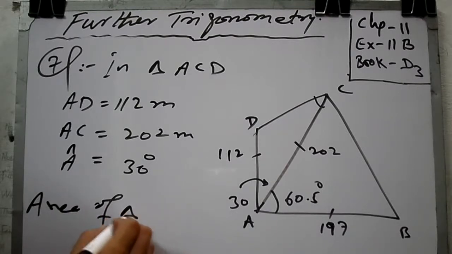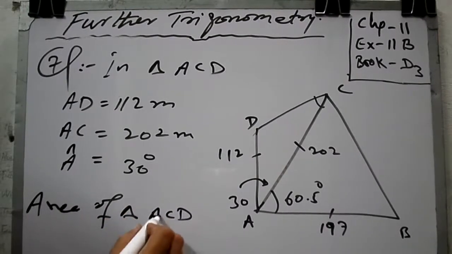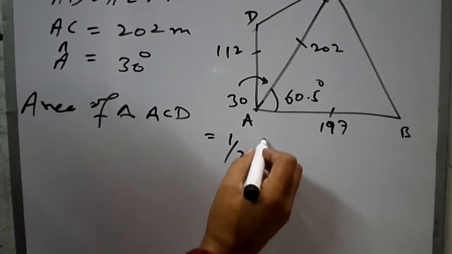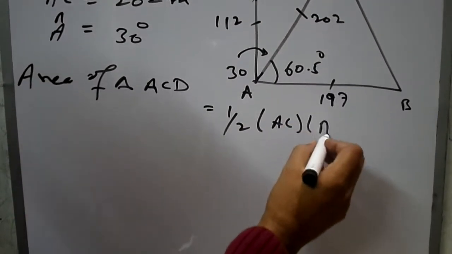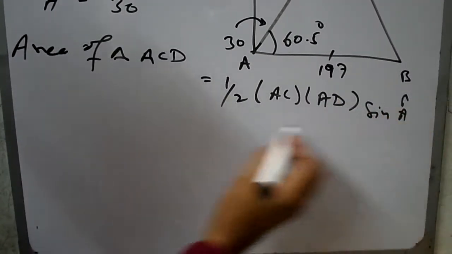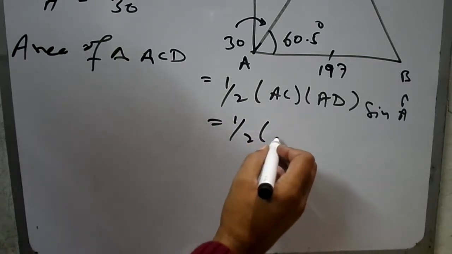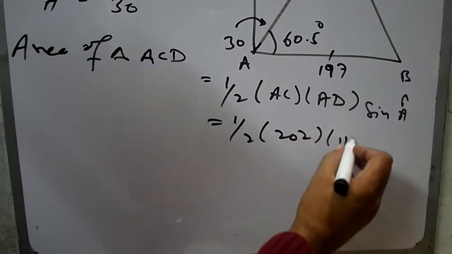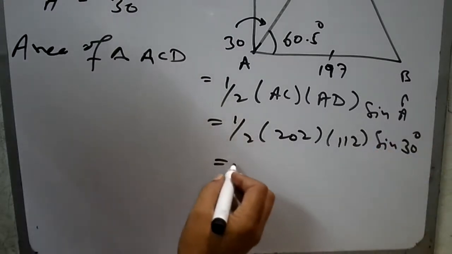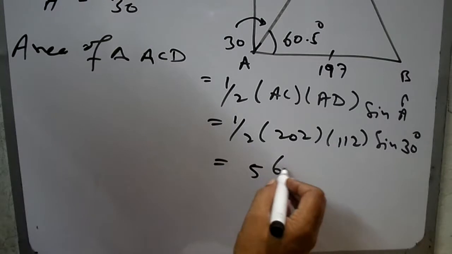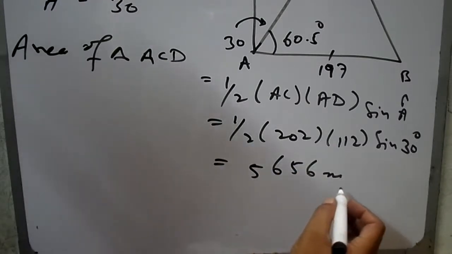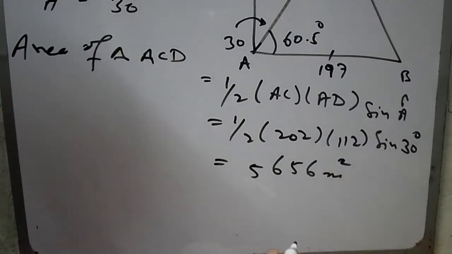So area of triangle ACD is equal to half AC AD sine A. So putting the values, sine 30 degree. So after simplification by using calculator you will get this one, 5656 meters square. So that is your area.